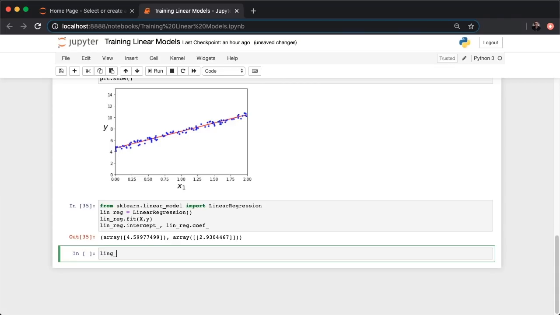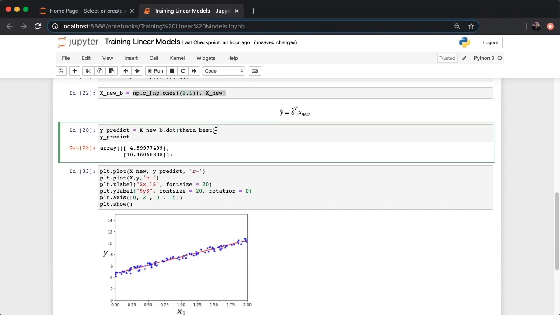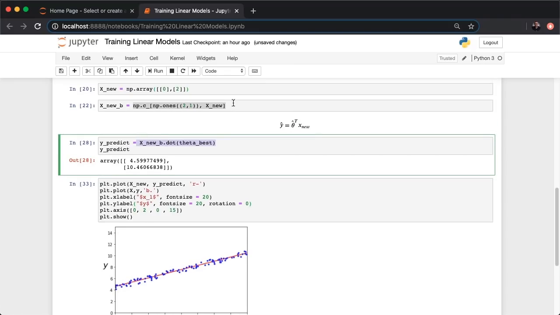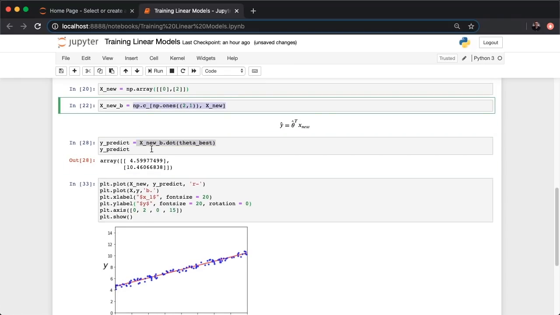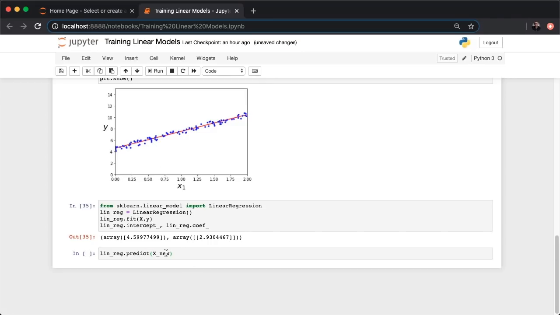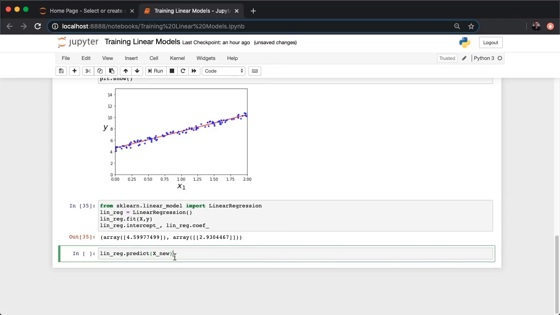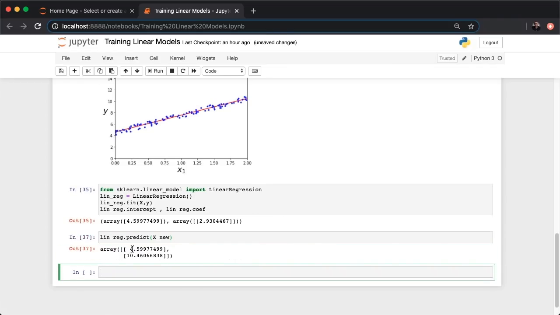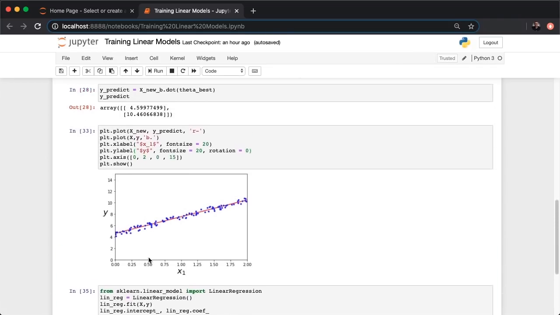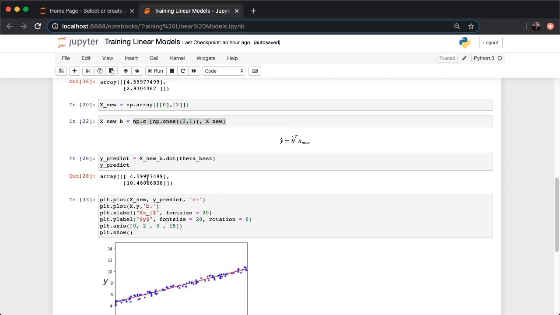So I'll call predict on X_new. Instead of us having to perform this inner product and also having to insert a column of all ones, you can just perform the predict function of the LinearRegression found in sklearn.linear_model. Running this, you get 4.59 and 10.46, as we got over here.